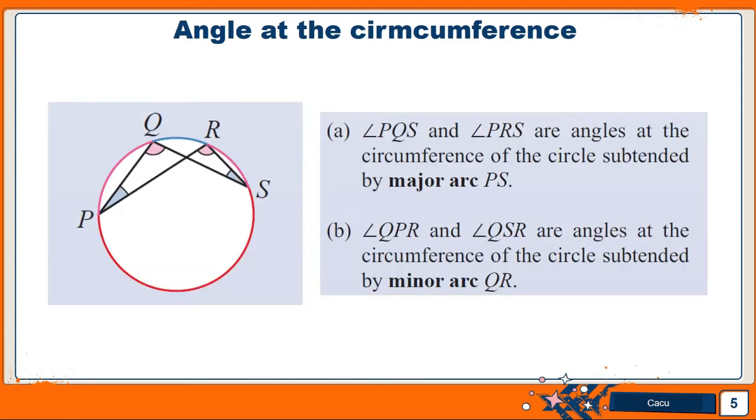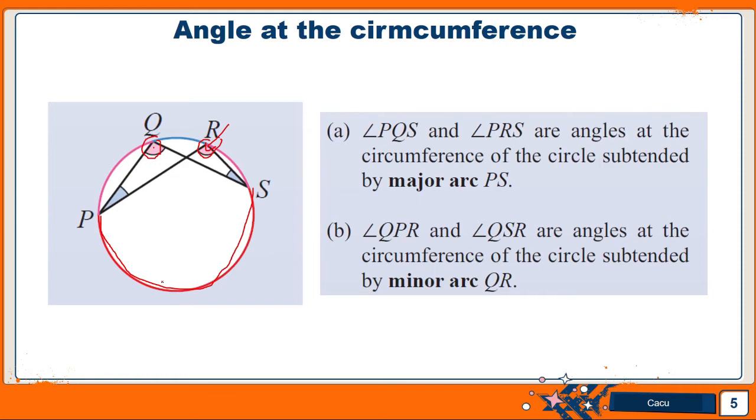We look at the next slide here. We have a few angles, the one in pink and also the one in blue. We look at the one in pink first. This is the angle at the circumference. Angle PQS is the angle subtended by arc PS. Same with angle PRS, this one is also subtended by arc PS. As we can see, this arc is bigger, therefore it is a major arc.